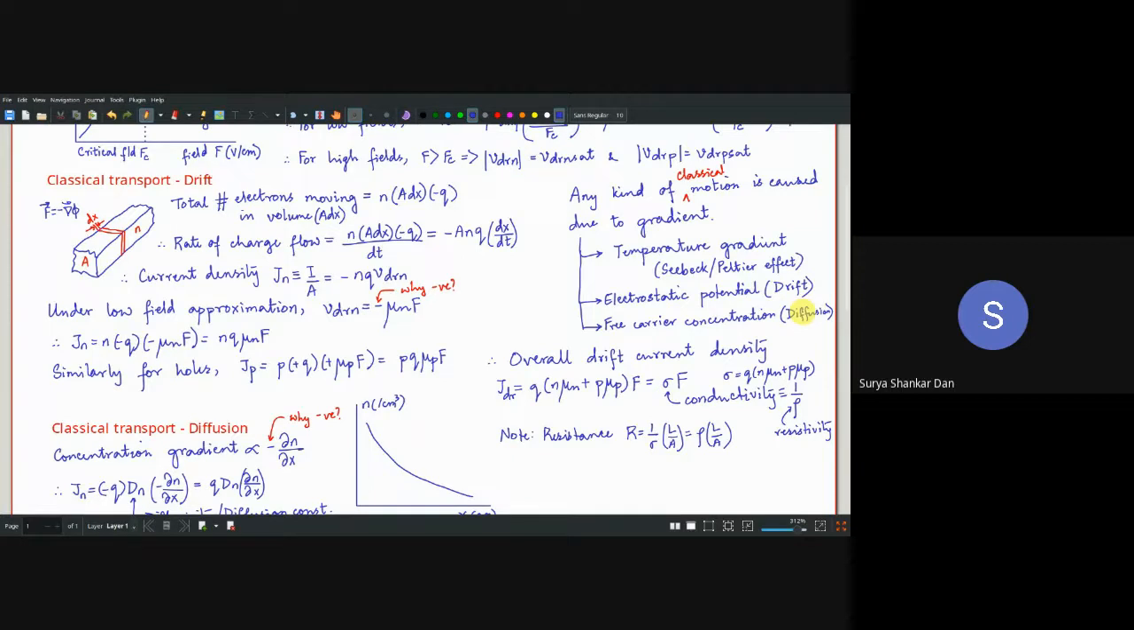Now that kind of phenomenon can be observed in the case of quantum particles like electrons as well. So we have the diffusion. Okay, now whatever I have told you is just a physical explanation. Now let us try to model this.